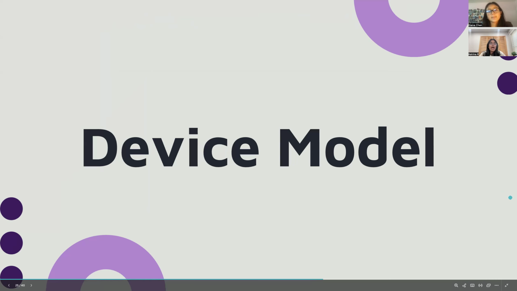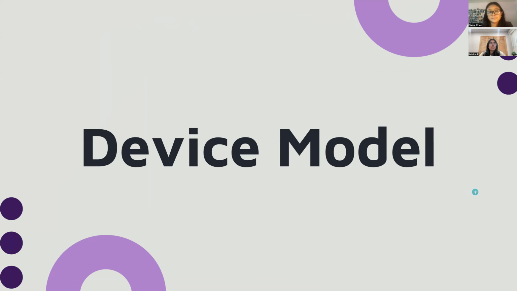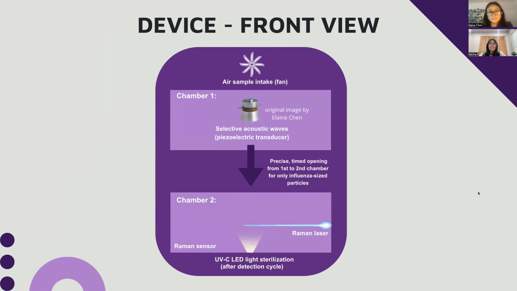And now let's take a look at how this works in our actual device model. Here's a look at the front of our prototype. Air enters through a fan at the top, carrying airborne particles into chamber 1. This chamber uses selective acoustic waves produced by a piezoelectric transducer to manipulate particle movement.